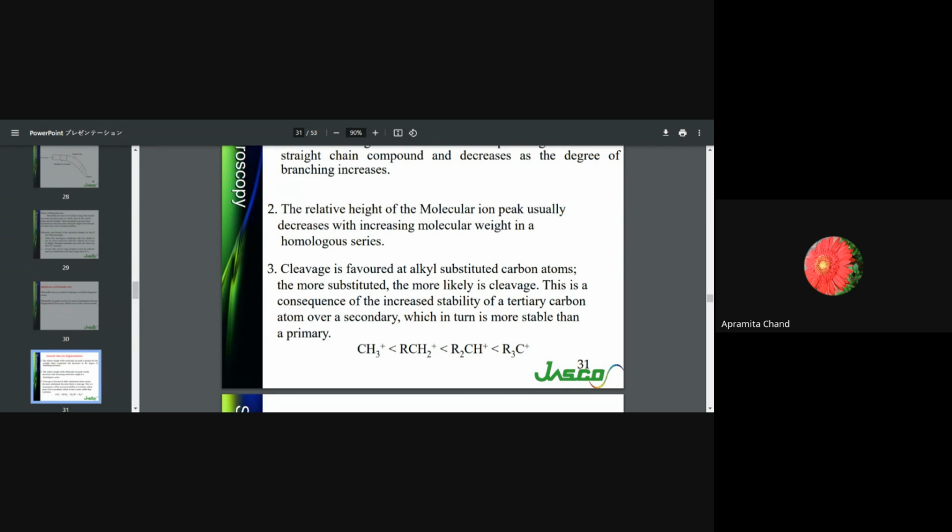Now you can also draw parallels with SN1 and SN2 reactions. Just as with a tertiary carbon, during carbocation formation, the more the substitution, the more the tertiary carbocation formation is favored and it will be more stable as well. So here also the same logic applies: the more the alkyl substitution, the more likely the cleavage. This is because of the increased stability of a tertiary carbon atom over a secondary, which is again more stable than a primary.